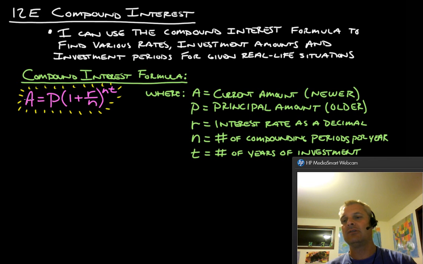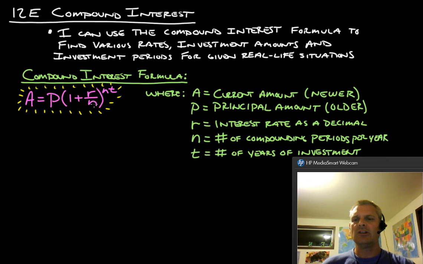The compound interest formula is A equals P times (1 plus R over N) to the NT, where A stands for the current amount or the newer amount. P stands for the principal amount, which is the investment amount usually, or the older amount. 1 is 1. R stands for the interest rate as a decimal. Both of these N's stand for the number of compounding periods per year. And then T is the number of years of investment.